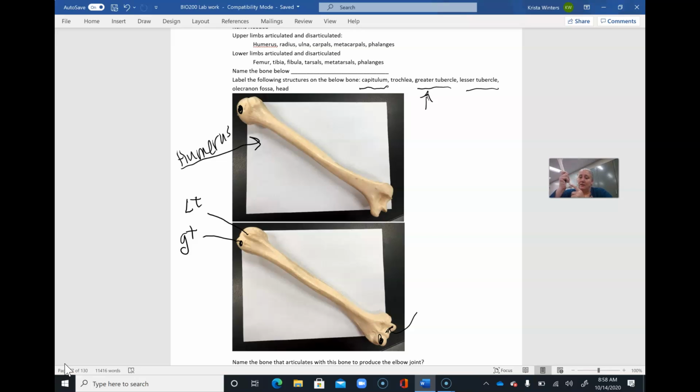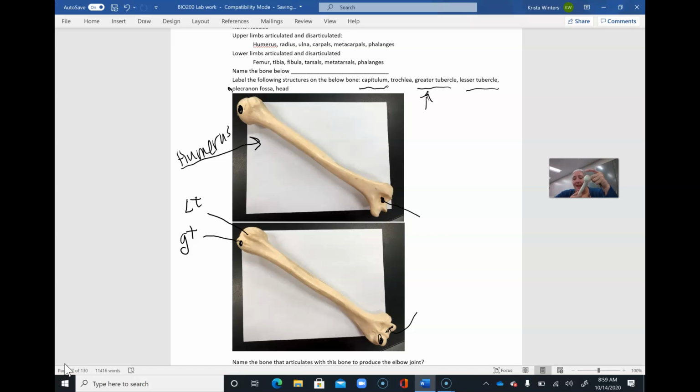right here, I have this region called the olecranon fossa. So olecranon is elbow, right? The olecranon fossa is where the olecranon, the elbow, sits. So again, this is the ulna, and this top part here is the olecranon of the ulna, and it sits right there in that olecranon fossa. You can see the spelling right here, olecranon fossa.